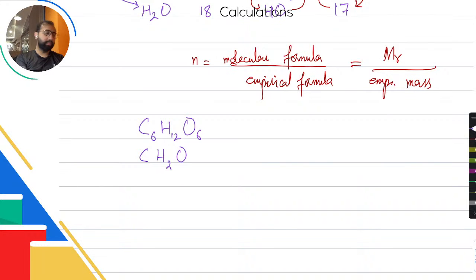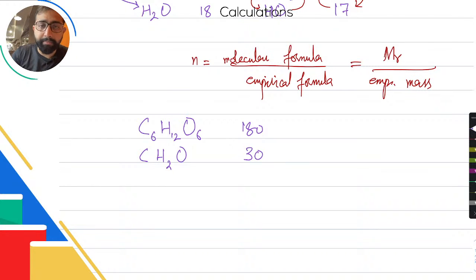What is the empirical mass? It is 1 carbon, 12, 2 hydrogen, 2, 1 oxygen, 16, total 30. And if I multiply that by 6, I will get 180. Is that the MR? Of course it is. The MR is actually the same number multiplied with the empirical mass. So this can actually help us figure this out.